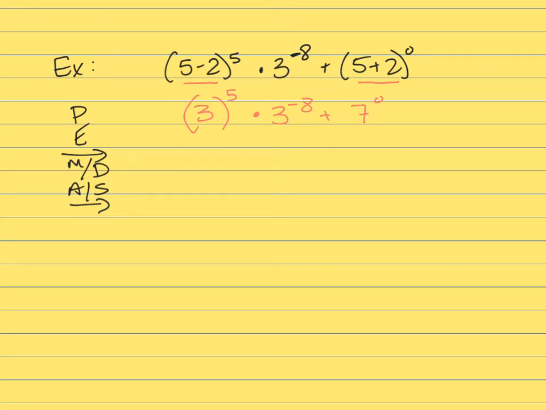Basically my parentheses are clear because, since I did the 5 minus 2, I don't need those parentheses on there anymore. There's no operation inside of those parentheses, so they're clear. So now I'm down to 3 to the 5th power times 3 to the 8th power plus 7 to the 0 power. Well, remember, anything to the 0 power is 1, so I'm just going to go ahead and put that 1 there. He's taken care of.